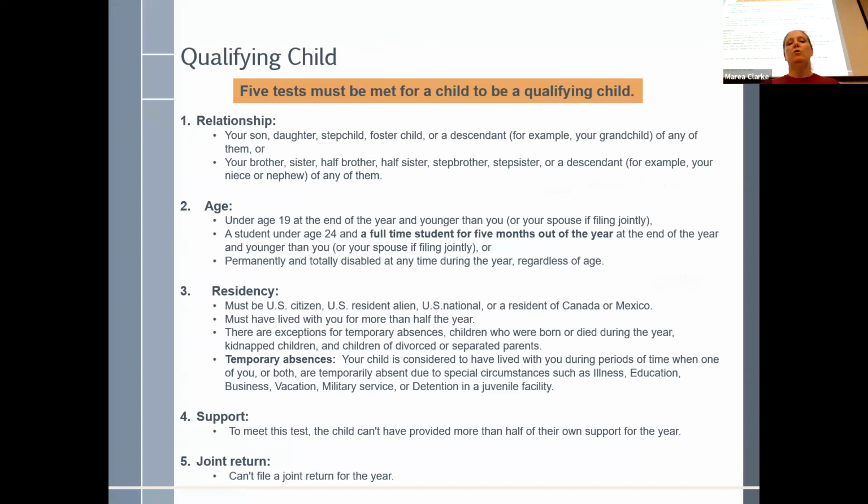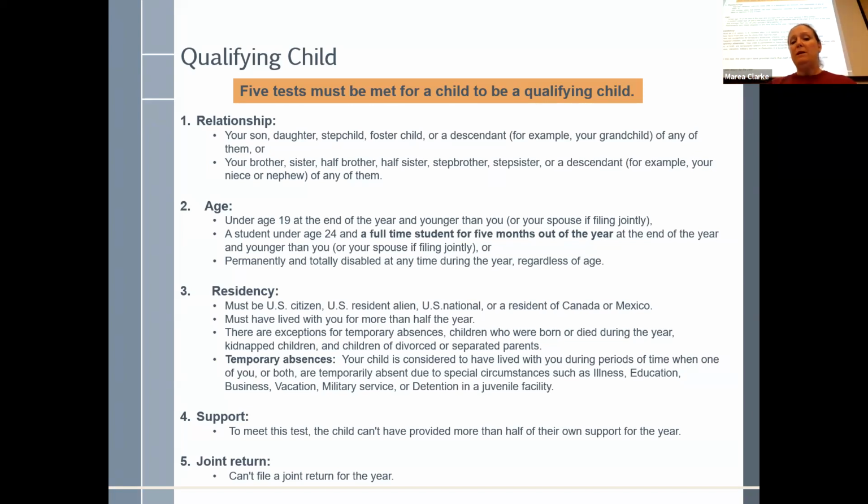To be a qualifying child, there are 5 tests. The first is relationship. They have to be your son, daughter, stepchild, foster child, or descendant of any of those, or your brother, sister, half brother, half sister, stepbrother, stepsister, or descendant of those. So basically think of it as your level of generation and down, but it cannot be somebody that's higher.